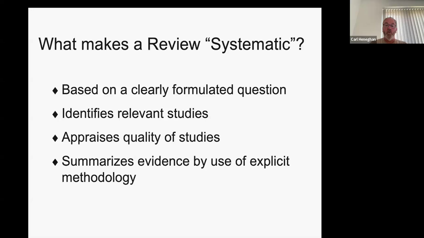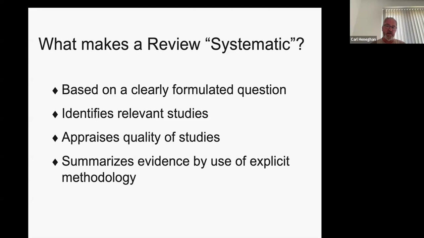Find identifies all the relevant studies. Appraise is the quality of studies, that's the A, and summarize the evidence by its use of explicit methodology. Now, if you've got question, find, appraise, summarize, you've got the very clear basis of a systematic review. So if a review asks a clear question, but doesn't try to find all of the evidence, it's not a systematic review, it's a review.